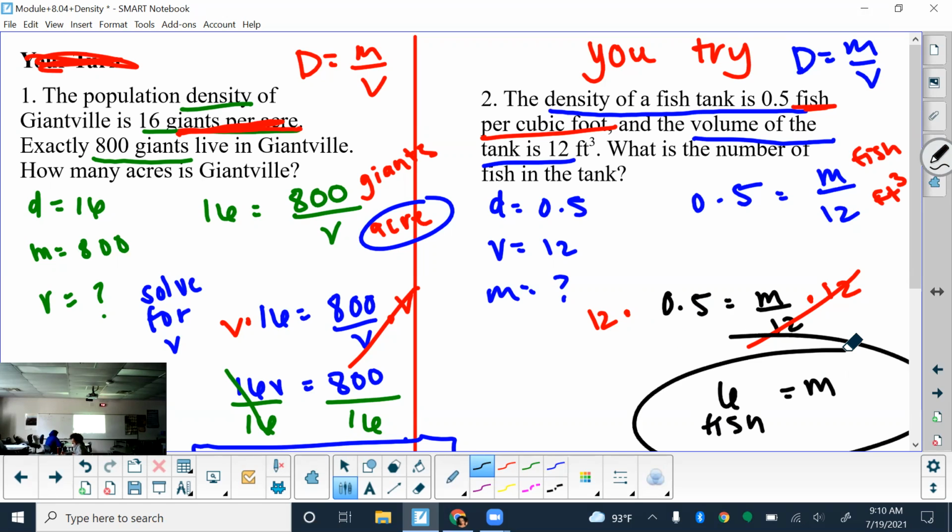You guys have the 8.04 worksheet. If not, there's 2 more on the back table. I'll put the timer on for like 15 minutes, and then we'll move on to the other thing that we're doing today. All right, so if you have questions, let me know, and then you'll turn it into the basket when you are finished.